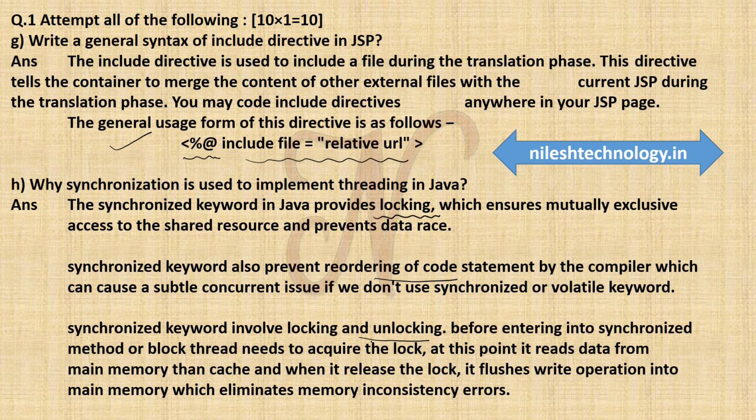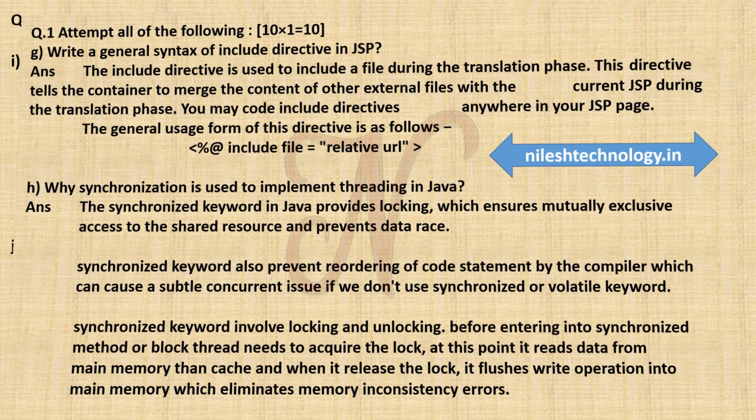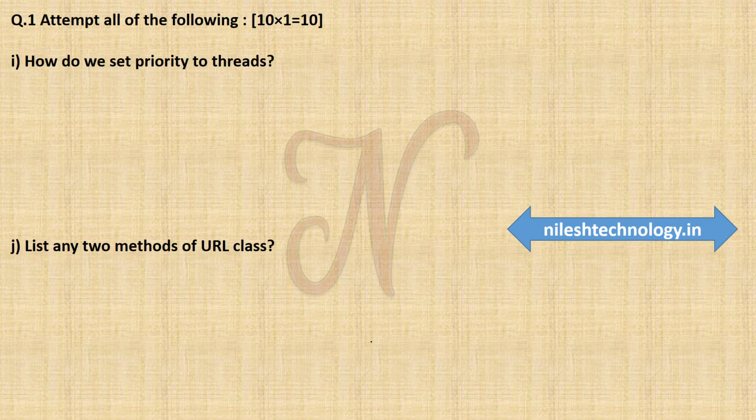By using the synchronized keyword, threads execute their code one by one, separately. So there is no simultaneous execution. This concept is very helpful in multi-threading. The next question is: how do we set the priority of a thread?